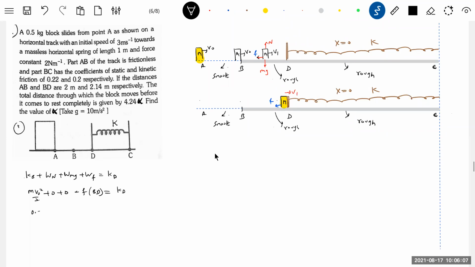Mass of the block 0.5, 3 square by 2, friction mu mg. What friction will act? Kinetic friction will act, no? 0.2, 0.5, 10. BD is how much? 2.14. So 9 by 4, 2 5s are 10, 10, this will be 2.14 into Kd.